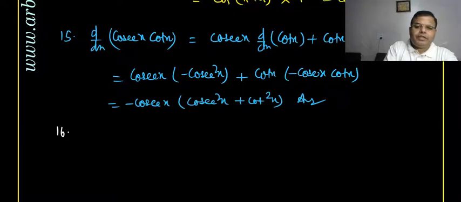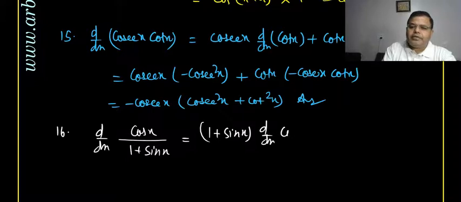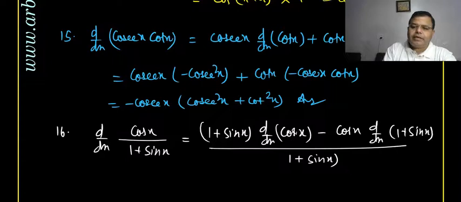Now, question number 16. It is given here, dy/dx of cos x upon 1 plus sin x. So we can apply the quotient rule here: (1 plus sin x) times the derivative of cos x, minus cos x as it is times the derivative of 1 plus sin x, whole divided by (1 plus sin x) whole square. Can I write like this? Yes.